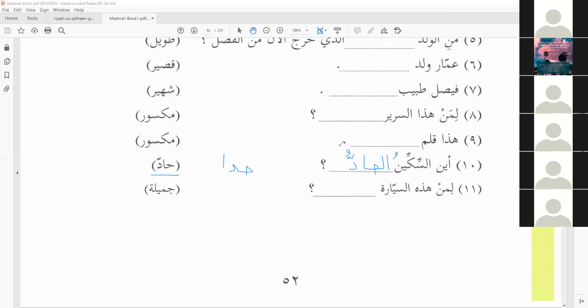And notice how they have to agree with singular, singular, masculine, masculine, marfu', marfu', ma'rifa, ma'rifa. Because the as-sakinu has alif lam, al-haddu will also have alif lam. And Brother Muhammad Tariq was completely right. If it were jiddan, then it would always be mansub, right?